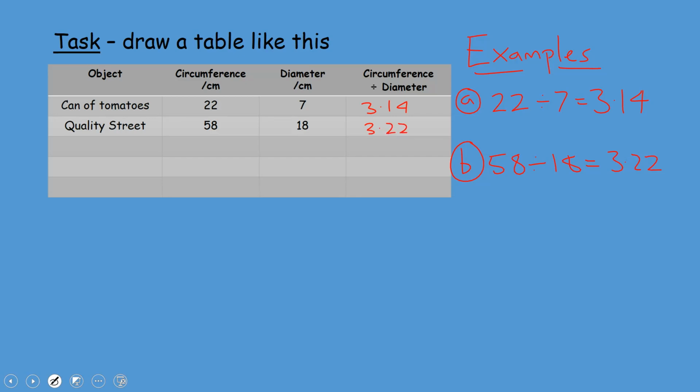Okay, so what I'd like you to do is to make these calculations for your own objects, dividing the circumference by the diameter. And once you've done that, pause while you're doing that, and then once you've finished, we'll have a chat about what your results were.